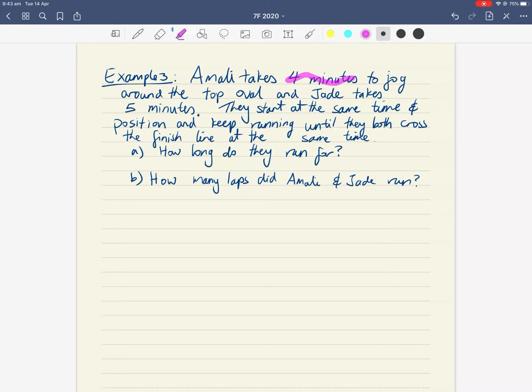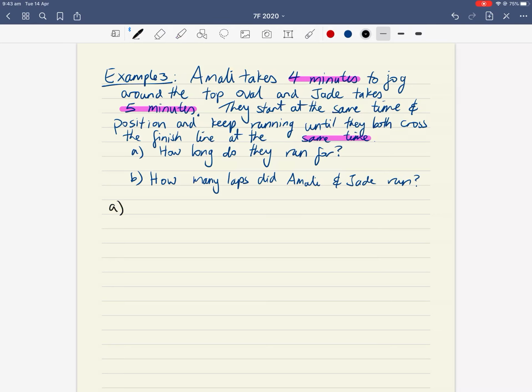Okay, let's read that again. So Amali takes 4 minutes to jog around the oval, and Jade takes 5 minutes. They start at the same time and they keep running until they finish at the same time. How long do they run for, and how many laps did Amali and Jade run individually?